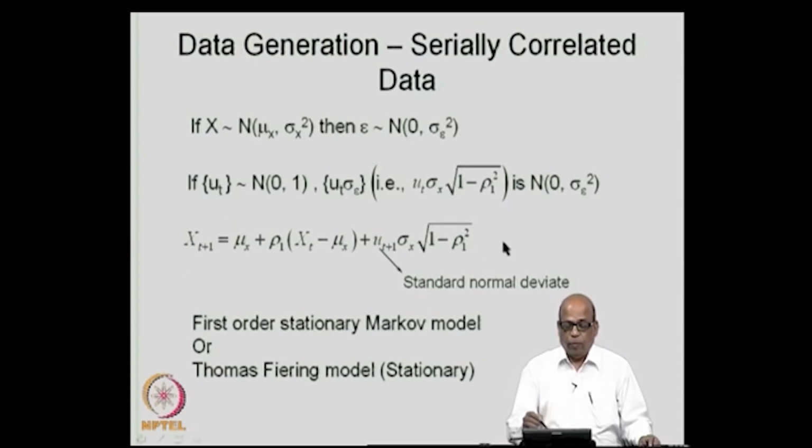Remember, there are two major assumptions here. One is that the process x t follows a normal distribution with mean mu x and sigma x square, and that the process is stationary in mean as well as standard deviation. That means, as you change from x t to x t plus 1, it will have the same mean mu x and same standard deviation sigma x.